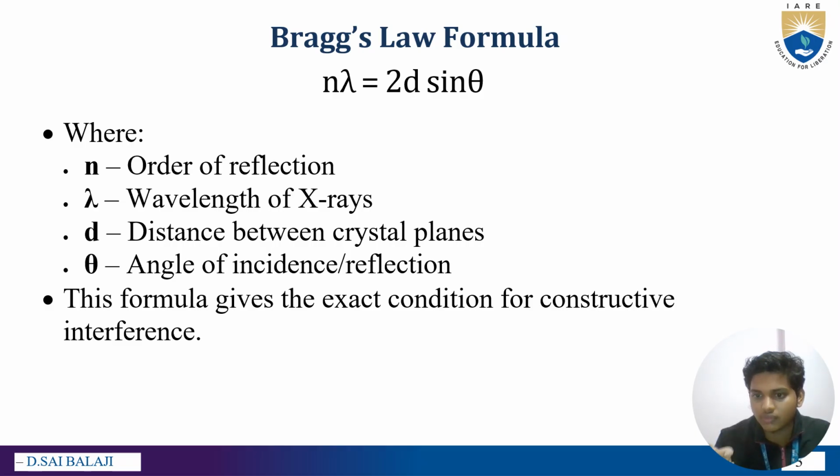Every wave particle has a wavelength, so the X-rays' wavelength is denoted by lambda. And d is the distance between crystal planes. We may take two crystal planes, three crystal planes. The distance between the first crystal plane and the second crystal plane is denoted by d. And theta is the angle of incidence or angle of reflection. As I said, the difference between these thetas, theta 1 and theta 2, delta theta, is called diffraction. This formula gives the exact condition for constructive interference.